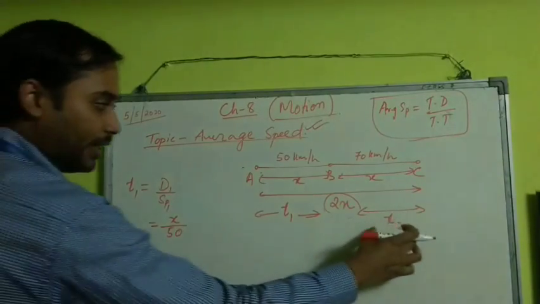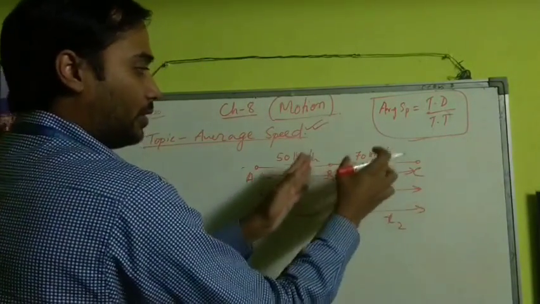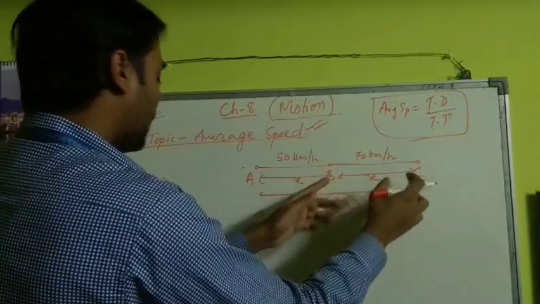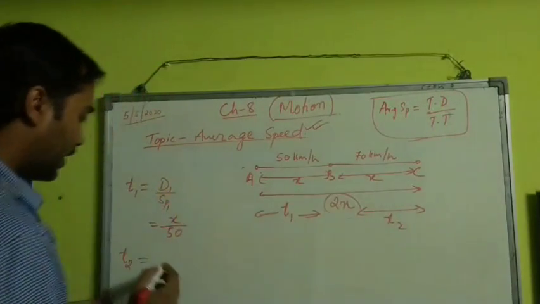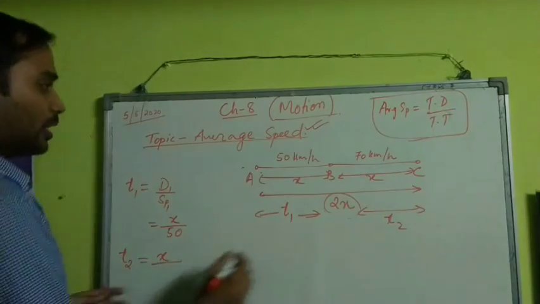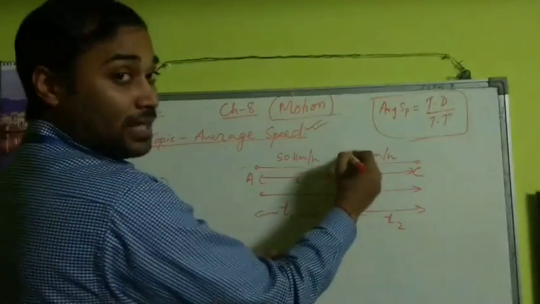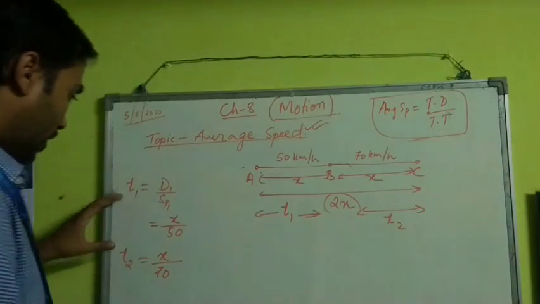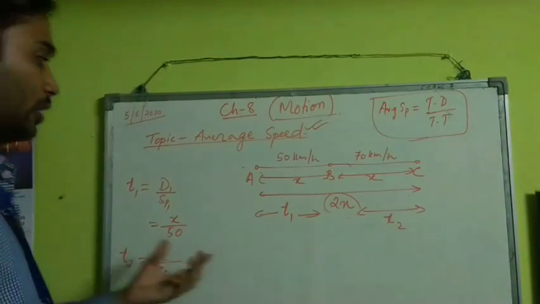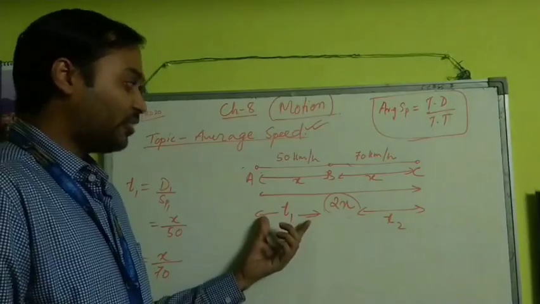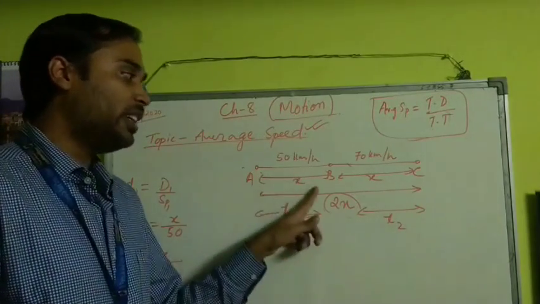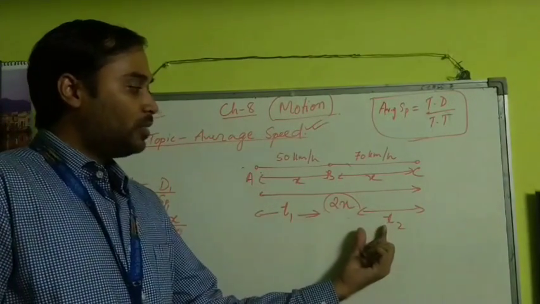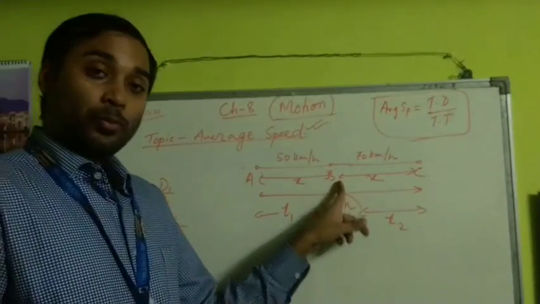Similarly, time T2 is for the second part of the journey. For the second part of the journey, what is the distance? Distance is again the same, x, but what is the speed here? Speed is 70. So we'll write here 70. So we got the values of T1 and T2. Now T1 is the time taken by the vehicle to move from point A to B, and T2 is the time taken by the vehicle to move from point B to C.